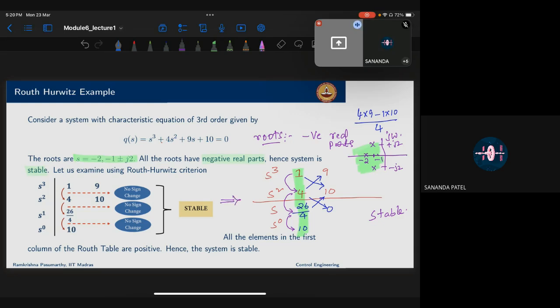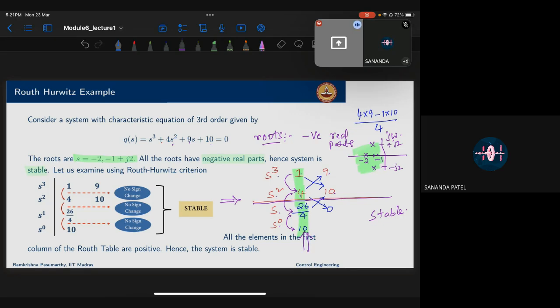We keep s cube, s square, s power 0. The s cube coefficient is 1, then the s square coefficient is 4, then the s coefficient is 9, then the s power 0 coefficient is this. So we fill the first 2 rows. Is this clear? Yes, sir. Then the other rows, we use this multiplication rule.